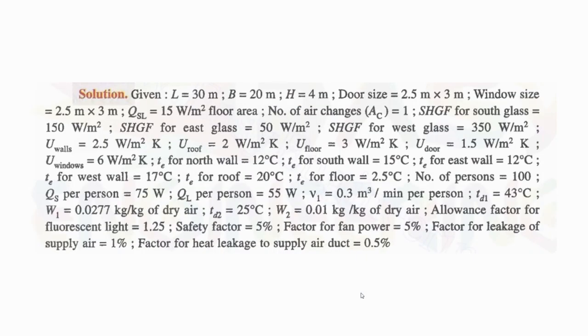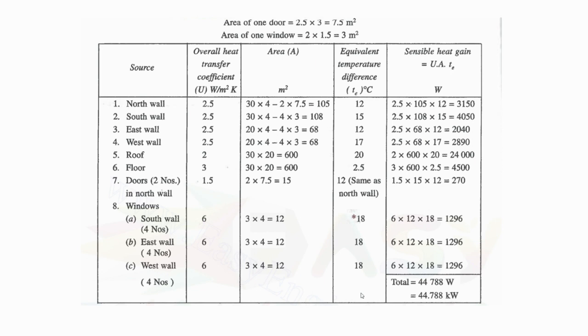Now moving toward the given data. We have to write down all the data which we have in the problem. So these are listed down here, so you can see. Now here we have shown fresh air V1, which is 0.3 meter cube per minute required, which is the volume flow rate given. Now the area of the door is given as 2.5 into 3, which is 7.5 meter square, and the area of one window, which is 2 into 1.5, is equal to 3 meter square.